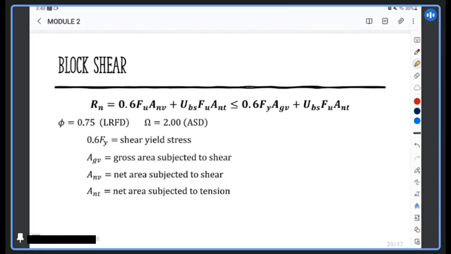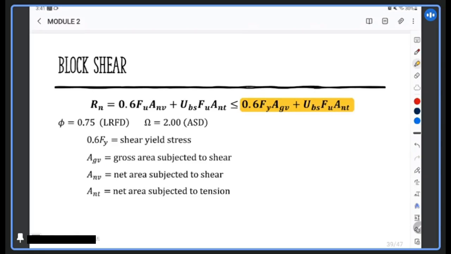Our nominal block shear strength, Rn, is equal to 0.6 Fu Anv plus Ubs Fu Ant, which should be less than or equal to 0.6 Fy Agv plus Ubs Fu Ant. Diba? Ang ganda. So, bakit may less than or equal, sir? You have to evaluate them. Dalawa sila, no? In case this is larger, you have to use this as your Rn.